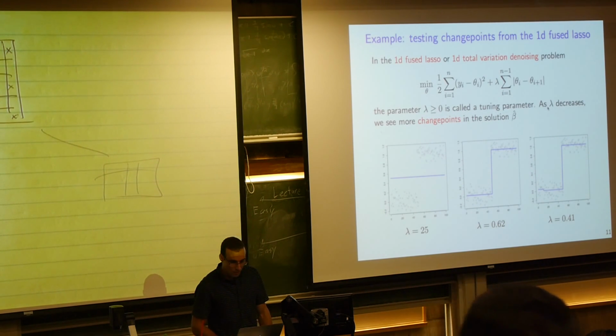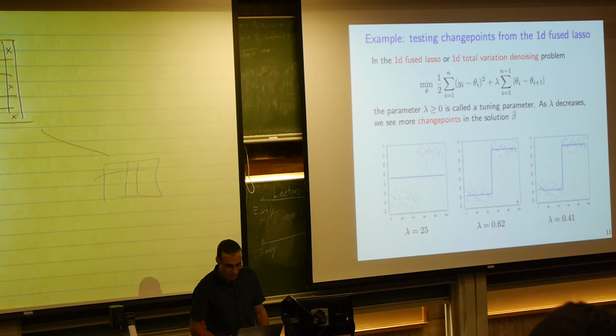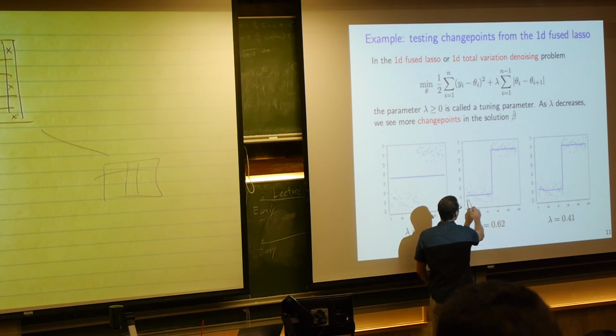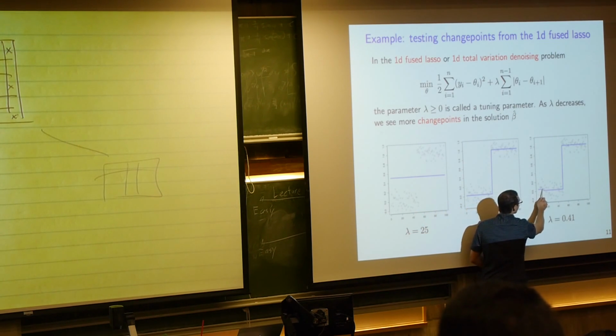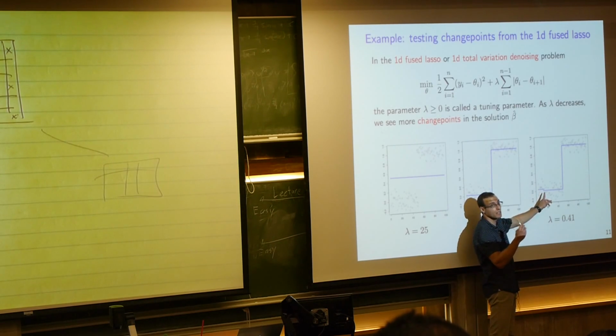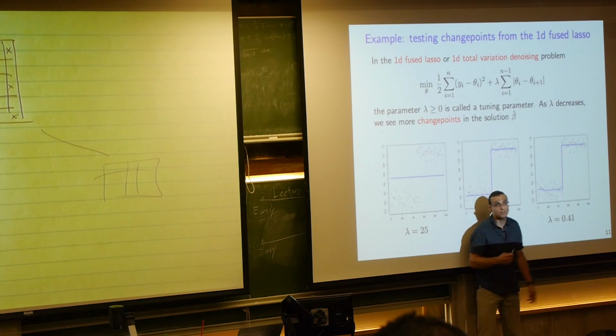And what we call these things here are change points in the solution. So this is a change point, right, because the mean changed. This is another change point. So for lambda equals like 0.41, I have 2 change points, 3 pieces. A change point here and a change point here.